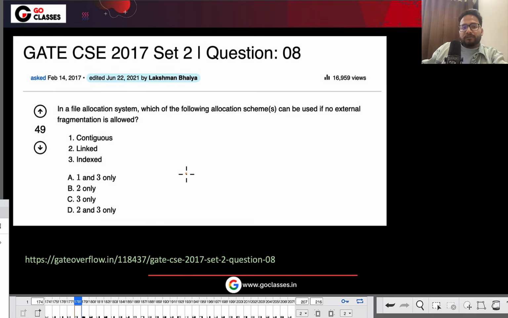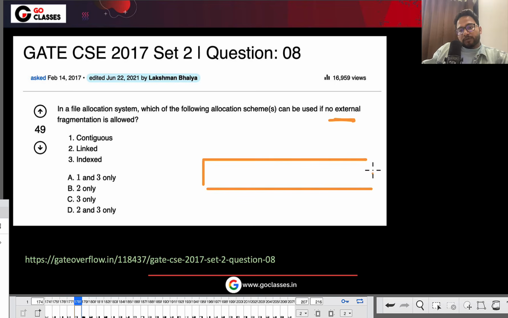Let's now see this question. They are asking, in which of the following schemes is there no external fragmentation? See, what is external fragmentation? Suppose you have some disk, and then you have many partitions in the disk, right? I mean, these are the blocks. So external fragmentation says that suppose you have stored some file, let's suppose here. Some file you have stored, let's suppose here.